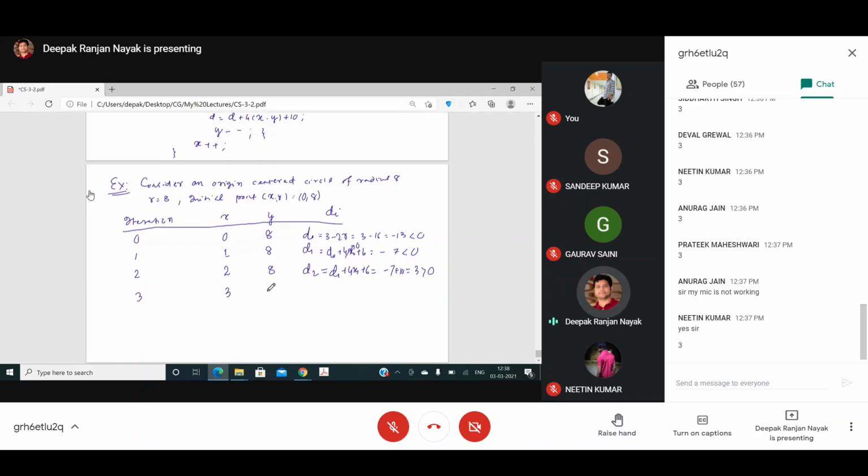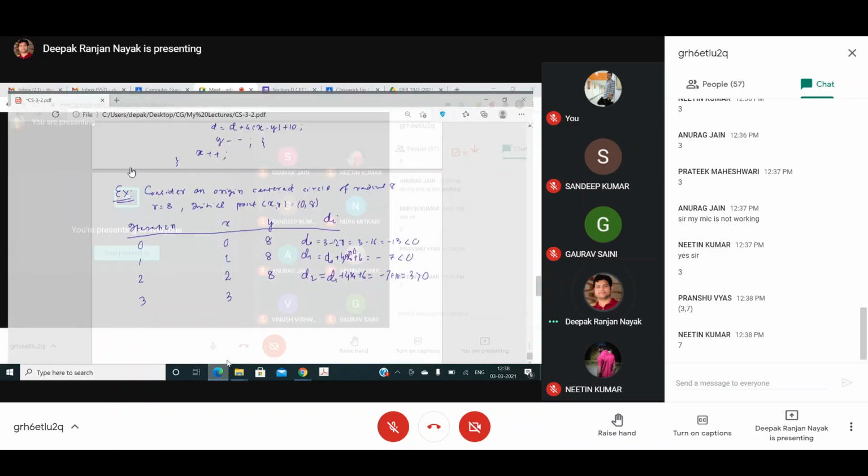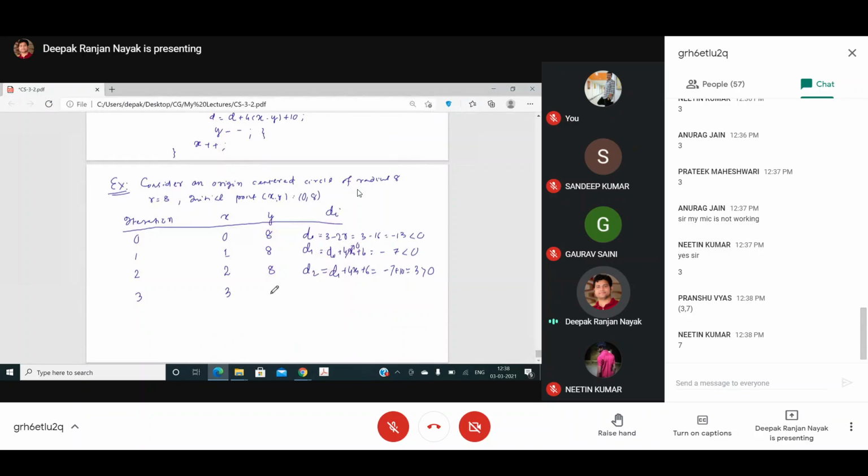So now the question is, what will be the value of Y? What will be the value of Y here? If it is greater than 0, yes, it is 7, because I'm choosing the below pixel here, right? So S is closer in this case. S is closer to the true circle. That means I have to choose the below pixel. The value will be 7.